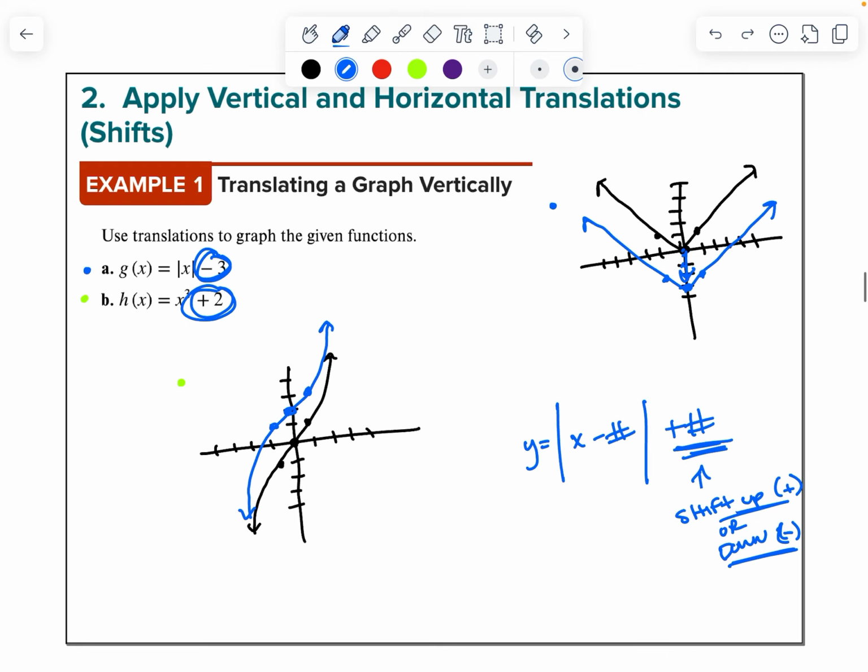This is a good thing to remember. Anytime we add or subtract outside, it shifts it up or down. All right, the opposite happens with the inside. If the outside shifts it up or down, the inside shifts it left or right.